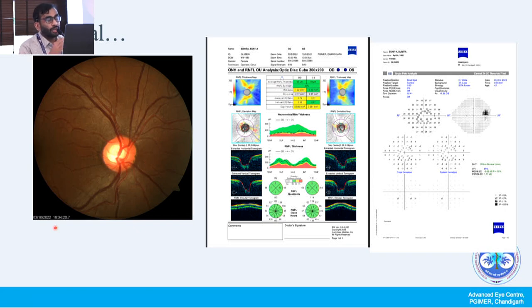So what's normal? Here is a 60-year-old male patient with a normal looking, pink disc, and the OCT appears like all parameters are normal. The OCT should always match the disc picture and the visual field; just don't look at the OCT only.